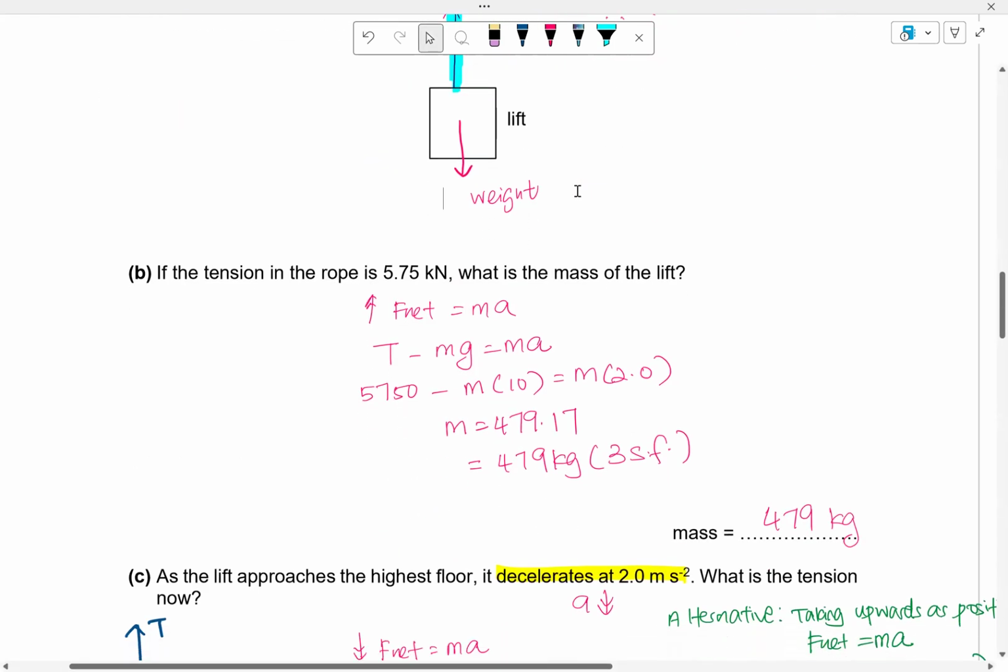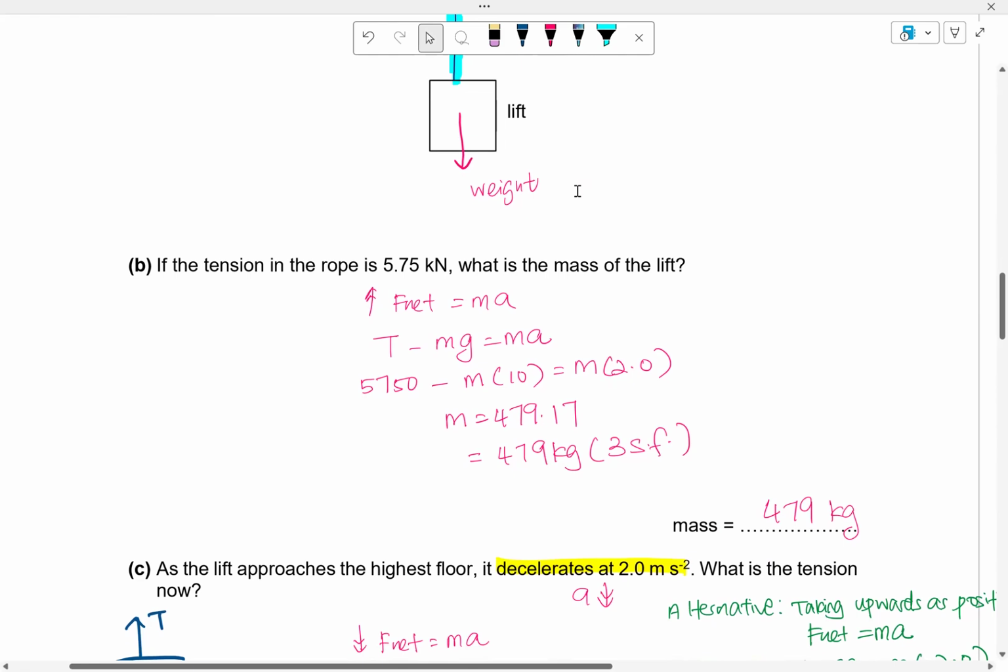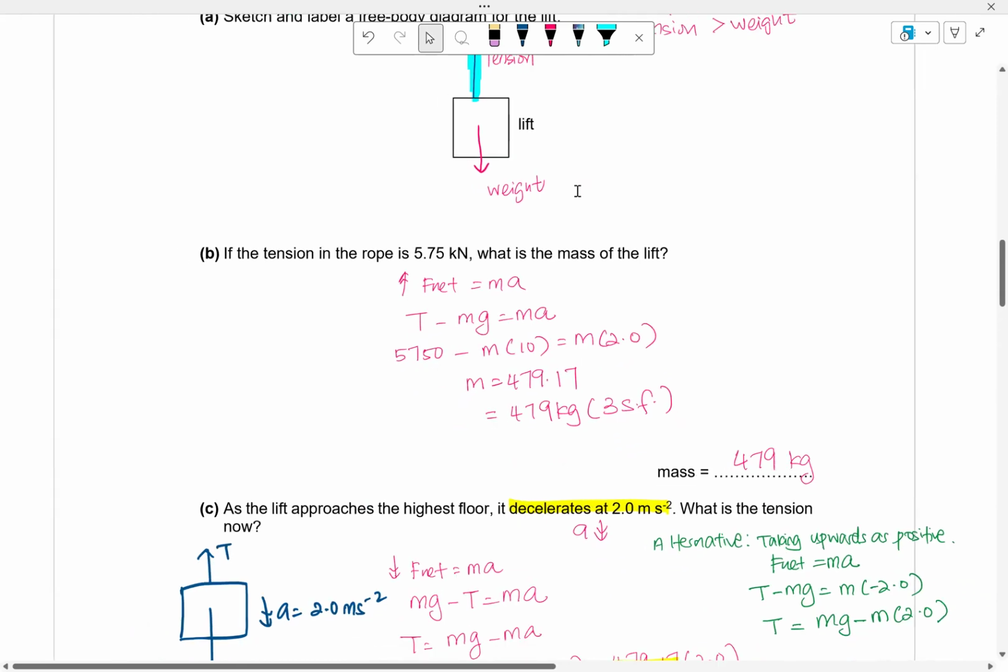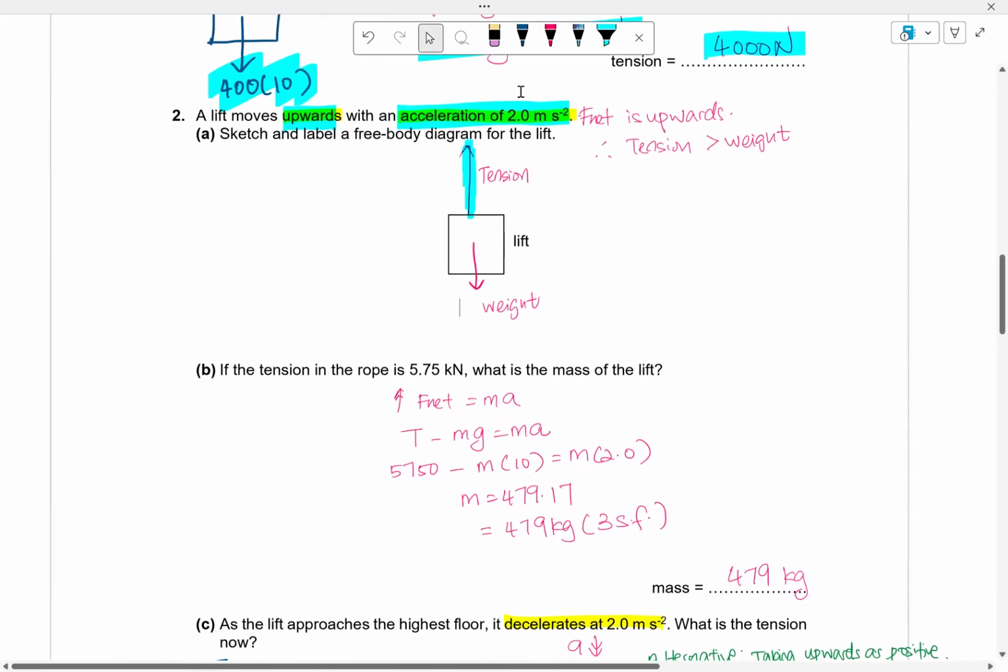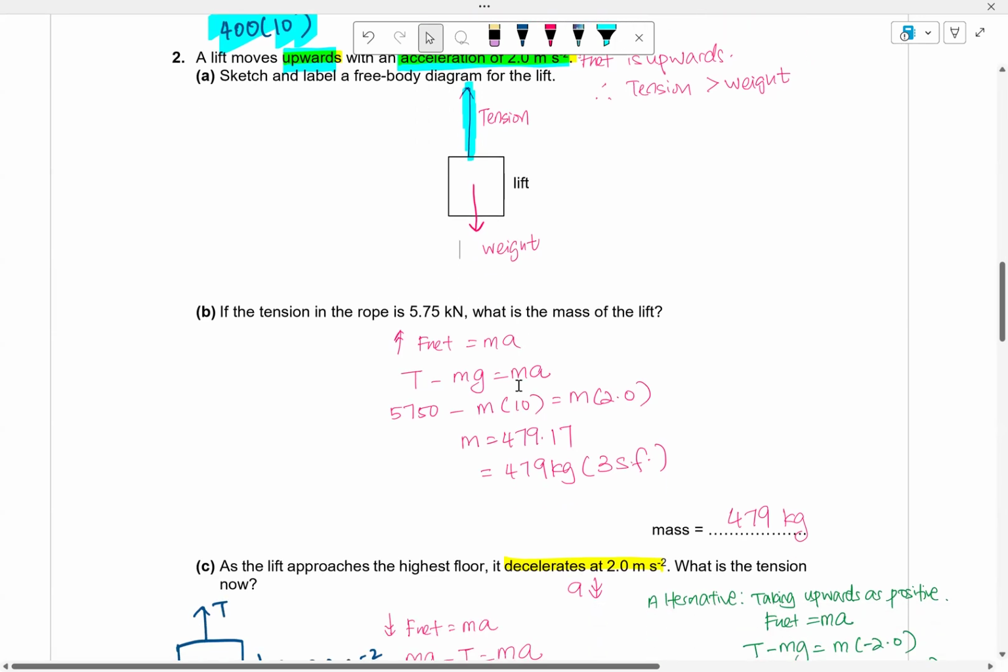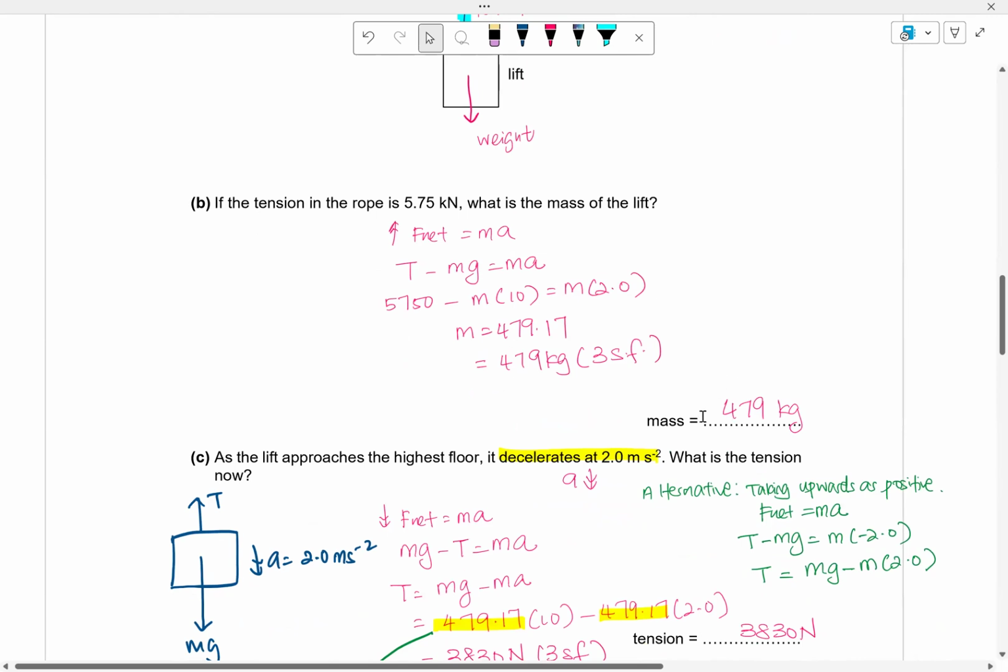All right, next. If the tension in the rope is 5.75 kilonewton, what is the mass of the lift? So again, looking at the information given to us, I have acceleration, I have forces, I don't have the mass, then we should be applying F net equals ma, where m is the unknown. So if net force is in the upward direction, I take tension minus weight equals m times 2, okay? So from there, you should get 479 kg.